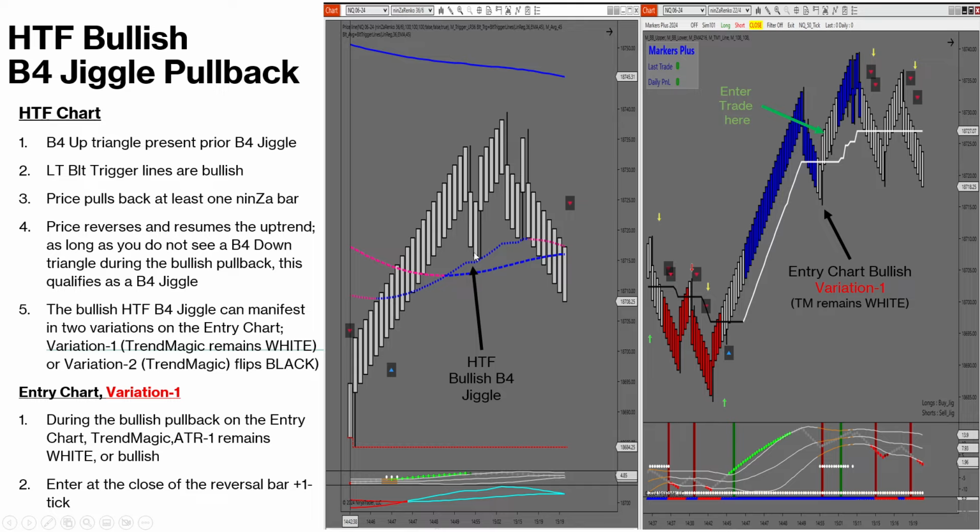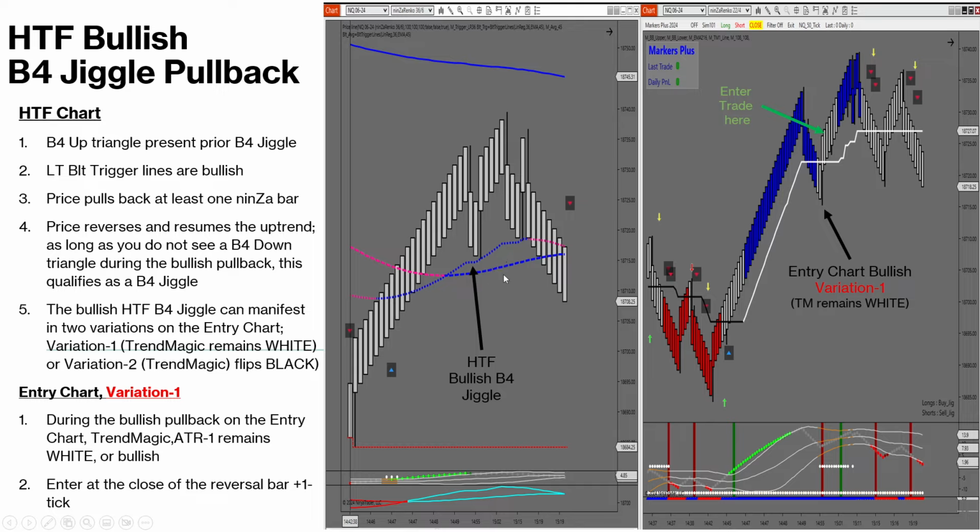We get 2, so price pulls back at least 1 bar, so we get our 2. Price reverses, resumes the uptrend. The only thing that negates a bullish B4 jiggle is if during the pullback there is a red down triangle that's present. We don't have one here, so now we're looking at an entry chart.